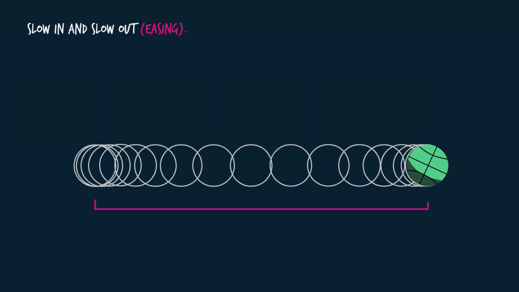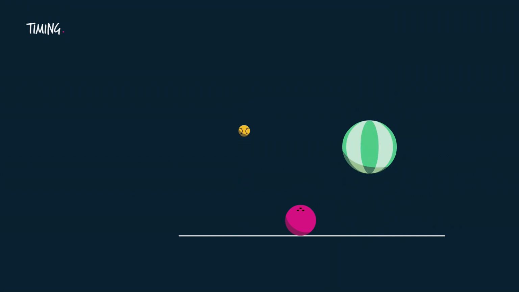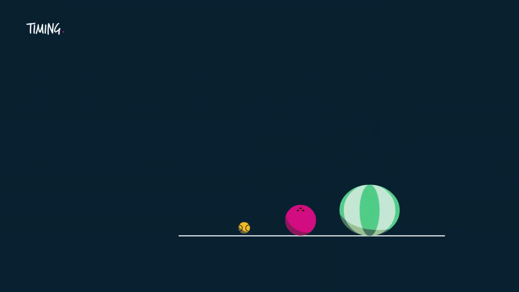Timing. Timing is the amount of frames your action takes. And good timing is critical for good animation and to convey realistic animation. For example, a heavy bowling ball will settle a lot earlier than a tennis ball or a beach ball. And this timing is what makes it feel light or heavy.